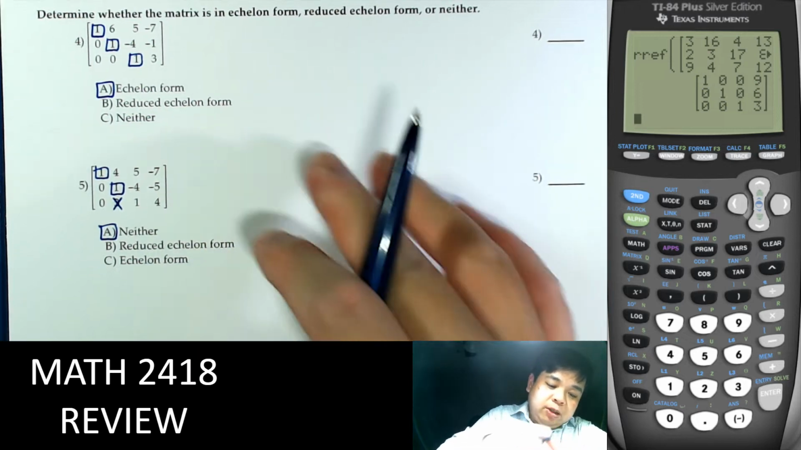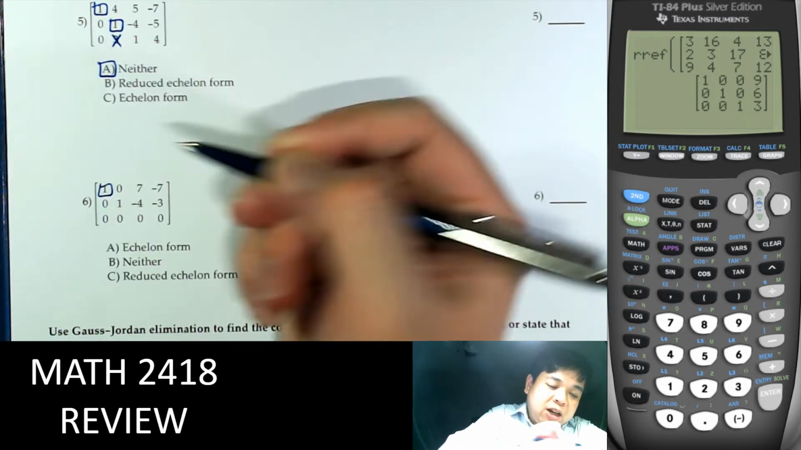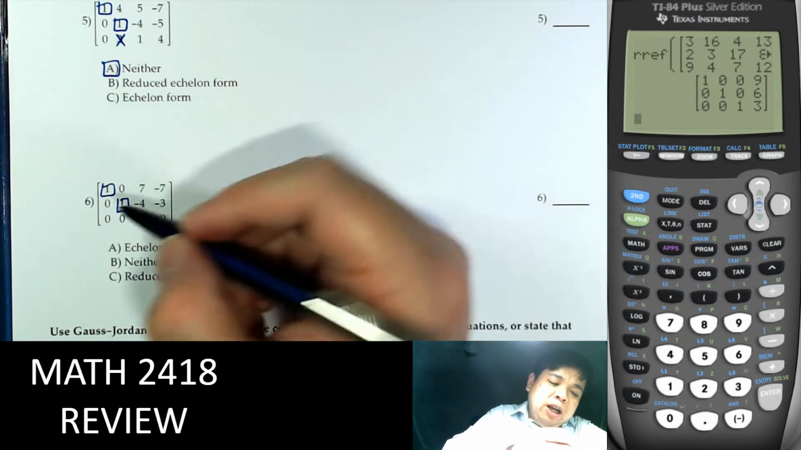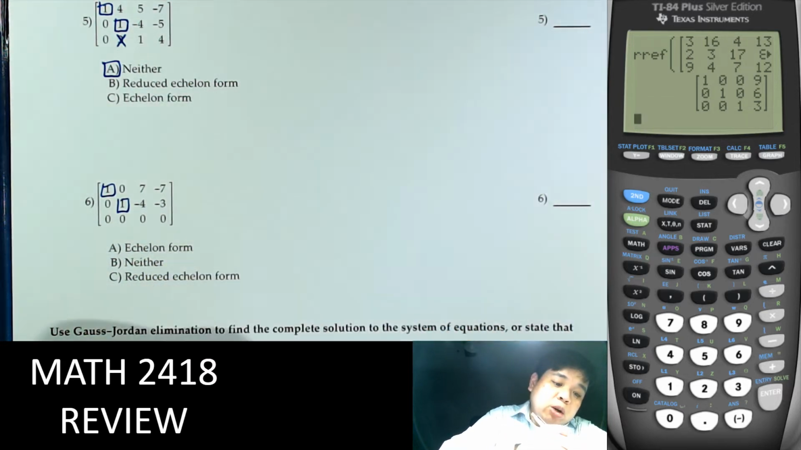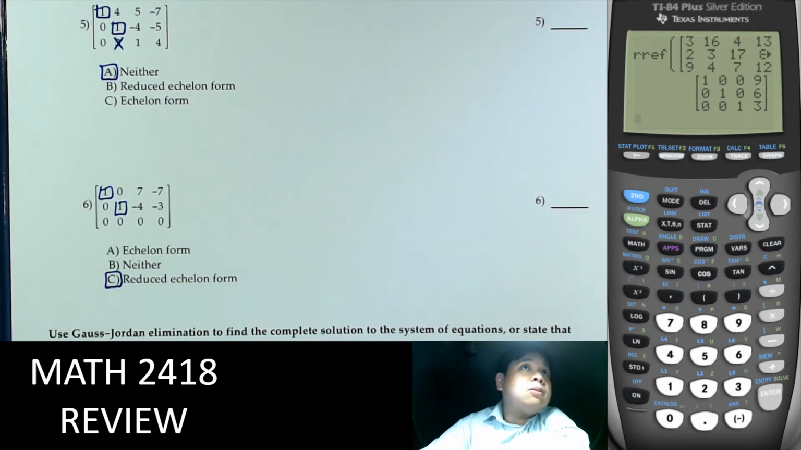This one, we have the pivot here is good, everything in that column is 0. The pivot here is good, everything in that column is 0. And here we don't have pivots for these two columns. So this is in the reduced row echelon form. So that's all we have.